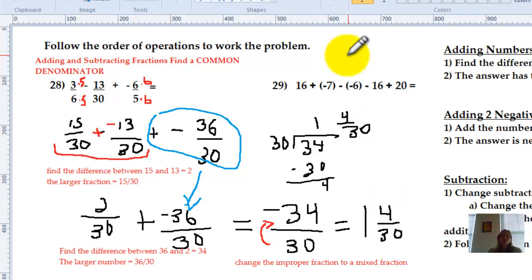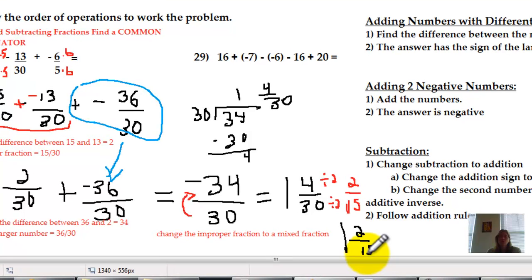Now we can reduce the 4/30, which means we're going to divide both the numerator and the denominator by the same number, and since they're both divisible by 2, ultimately, the answer is 1 and 2/15. Did we lose track of what sign is on this number? We did, because I did not put it there. Remember that the answer is negative, so the answer down here is negative 1 and 2/15.